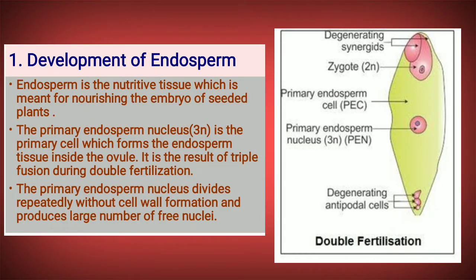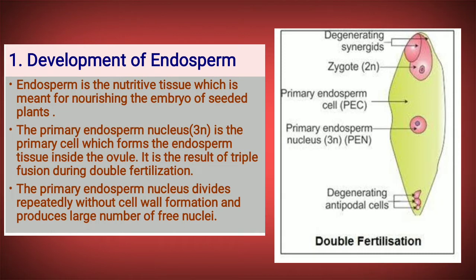So at first, let's see what is endosperm. Endosperm is the nutritive tissue which is meant for nourishing the embryo of seeded plants. Seeded plants like gymnosperms and angiosperms have a nutritive tissue that is formed within the ovule, and that nutritive tissue which gives food to the developing embryo is called endosperm.